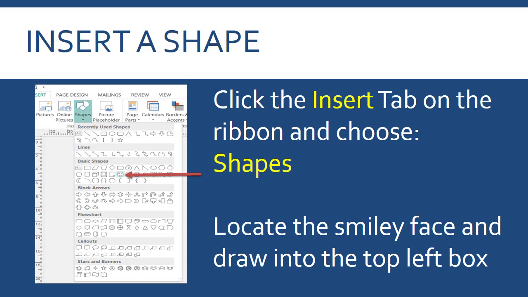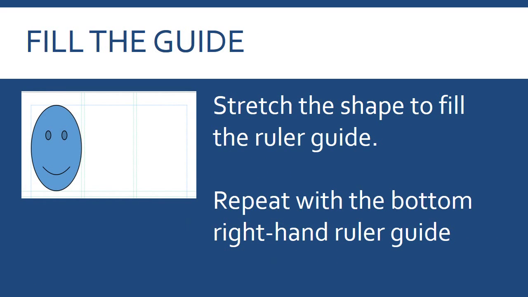So to demonstrate how we can keep our publication balanced, we're going to insert a shape into the top left-hand box. So on the Insert tab on the ribbon, choose shapes and locate the smiley face and draw it into the top left box. So you'll have a smiley face in the top left-hand box on the screen, and I'd like you to stretch it to fill the ruler guide. So just fill that top left-hand box.